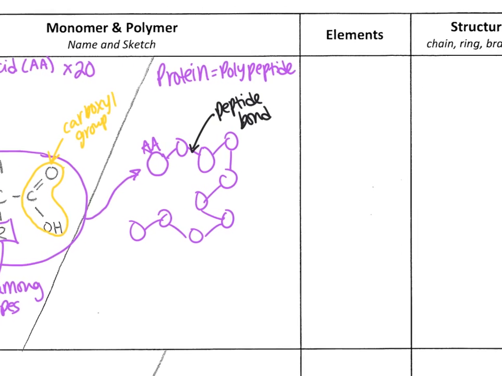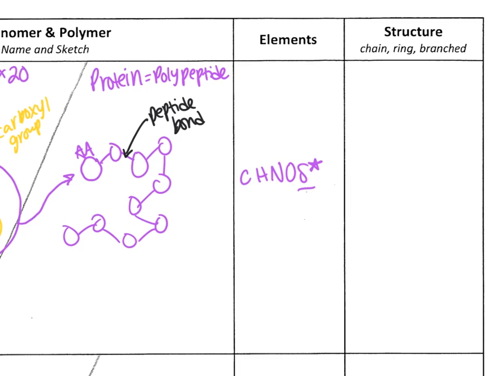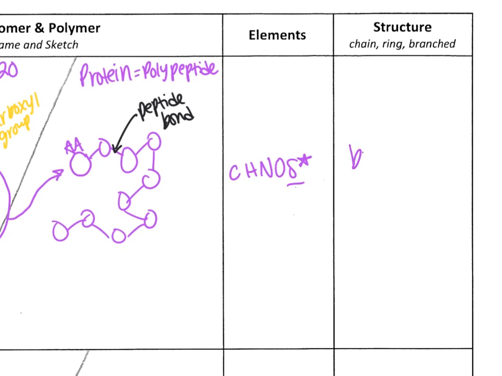The elements that we find in our proteins are carbon, hydrogen, nitrogen, remember that amine group. We have lots of oxygen and sulfur. Sulfur is a unique element to our proteins out of all of the other types of organic compound groups we'll be learning about. The basic structure here is branched chains.